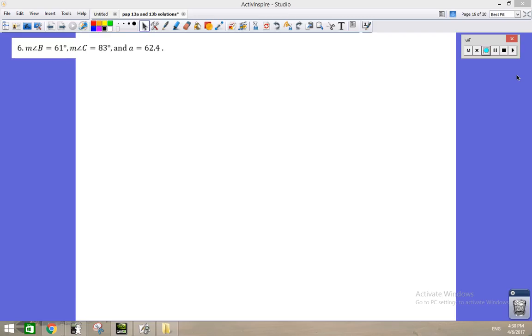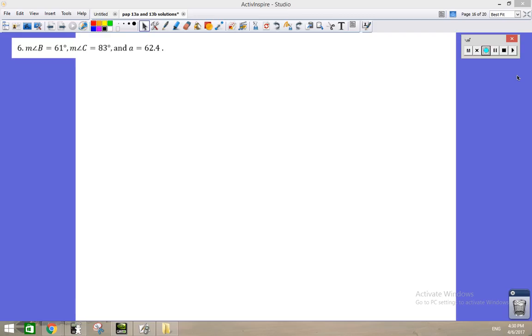Let's take a look at this problem. We're solving triangles. They'll always give us half of the information, which will always include at least one side. We can't solve it if they give us three angles. So in this problem, they give me two of the three angles and the length of A.